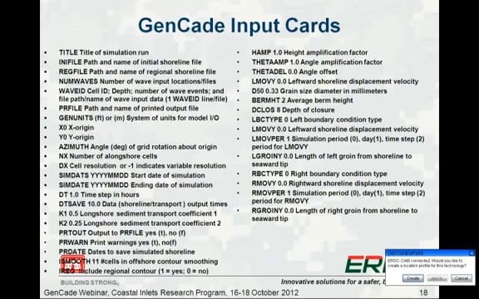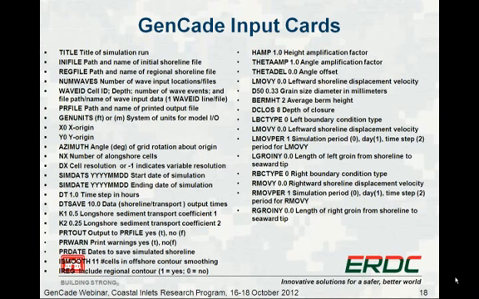This is a listing of our GenCade input cards, and I don't really want to go into each of these, but I do want to give you an idea of what we have available here. The first couple of these show the paths and the name of the shoreline files. We also have the wave information as well as the path and name of our printed output file.